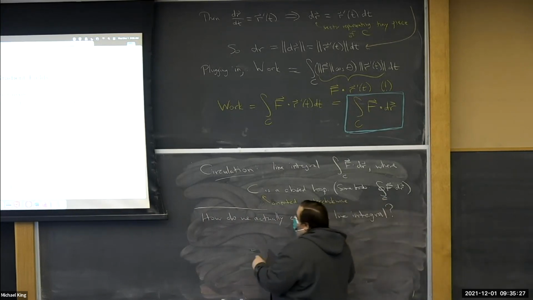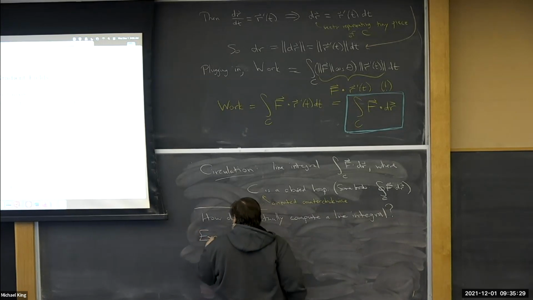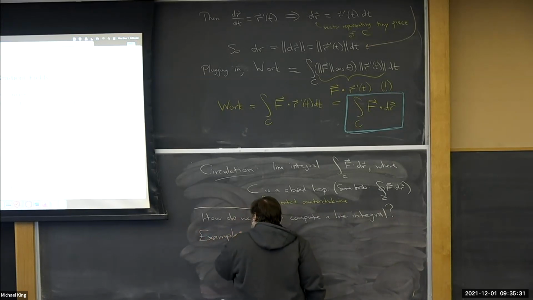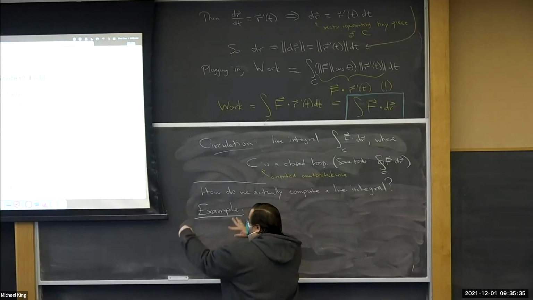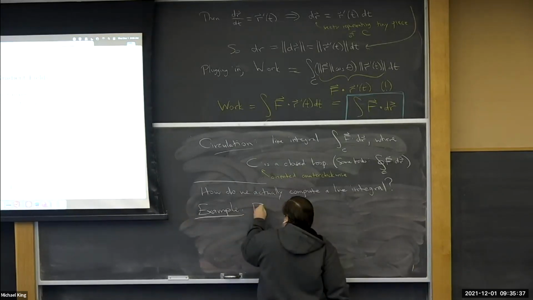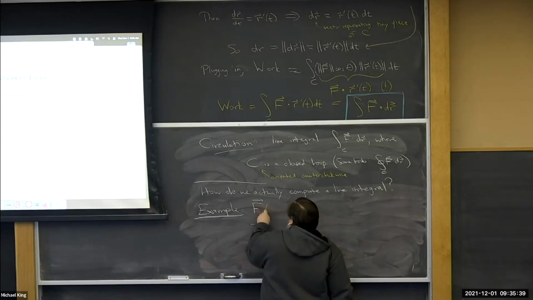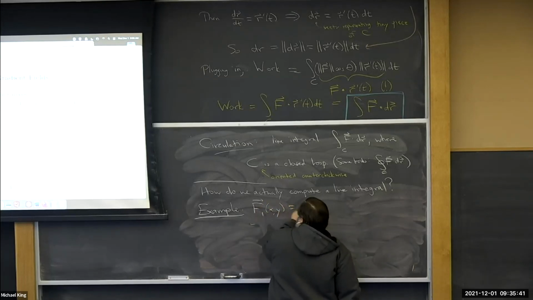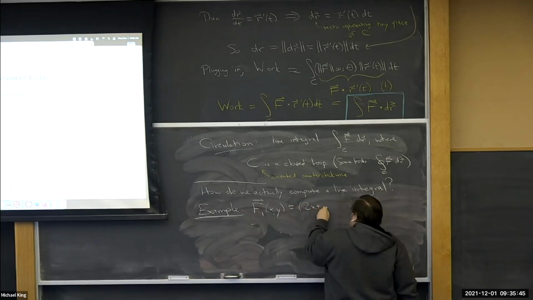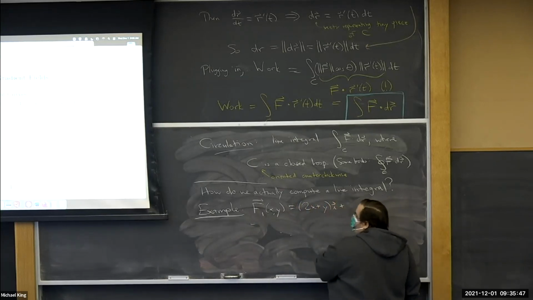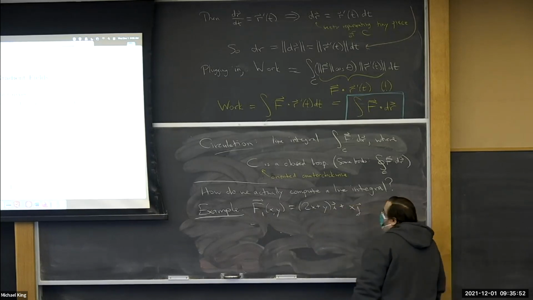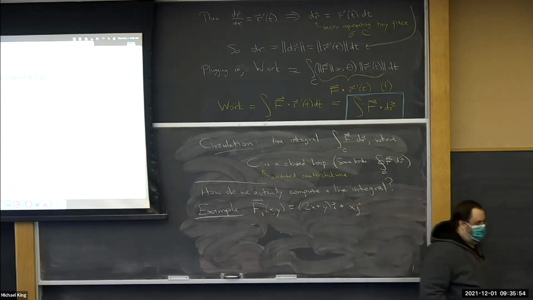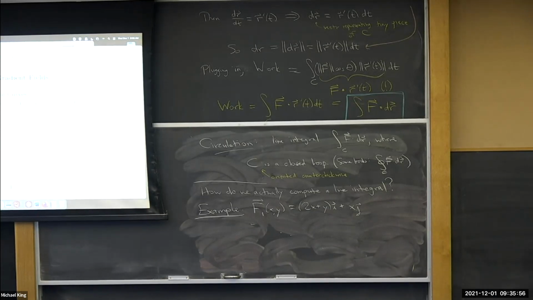So here's an example. I'll have you look at some different ones. We're going to do group work at some point soon, but here's a vector field. Let me just do this F1, which is 2x plus y i plus x j. And let's do one of these paths.